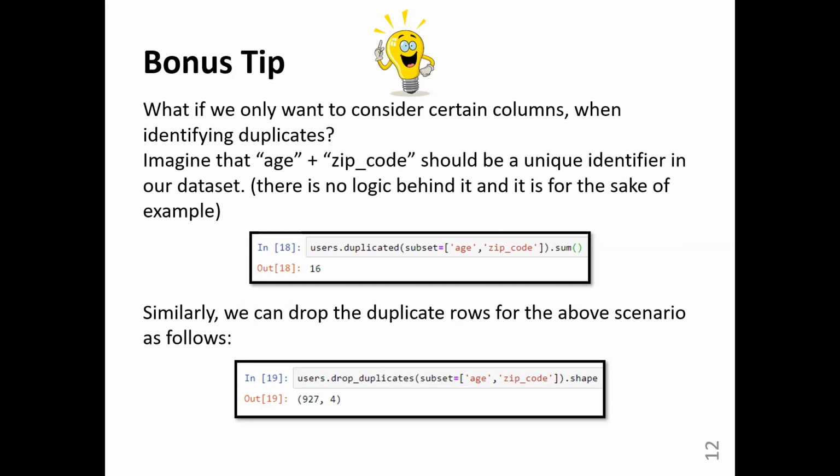Excellent. And exactly like before, if you say drop duplicates and then say shape, 943 minus 16 is going to give you 927. Everything is fine.